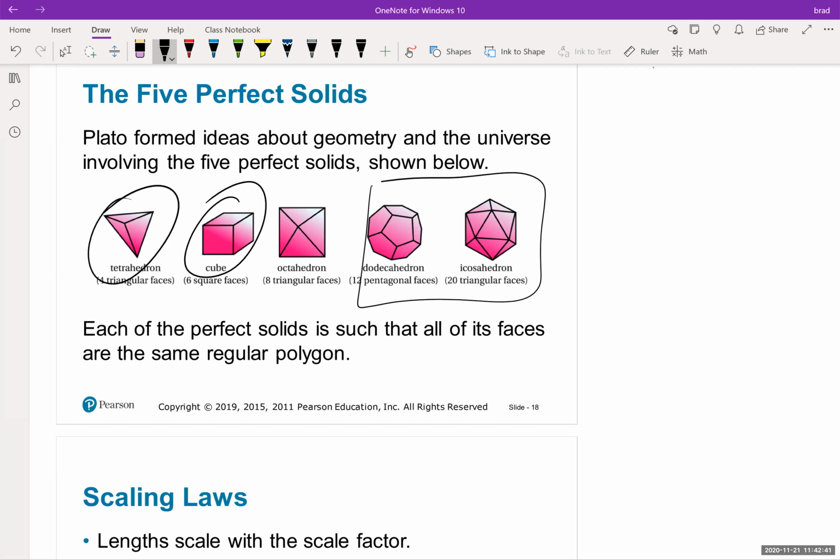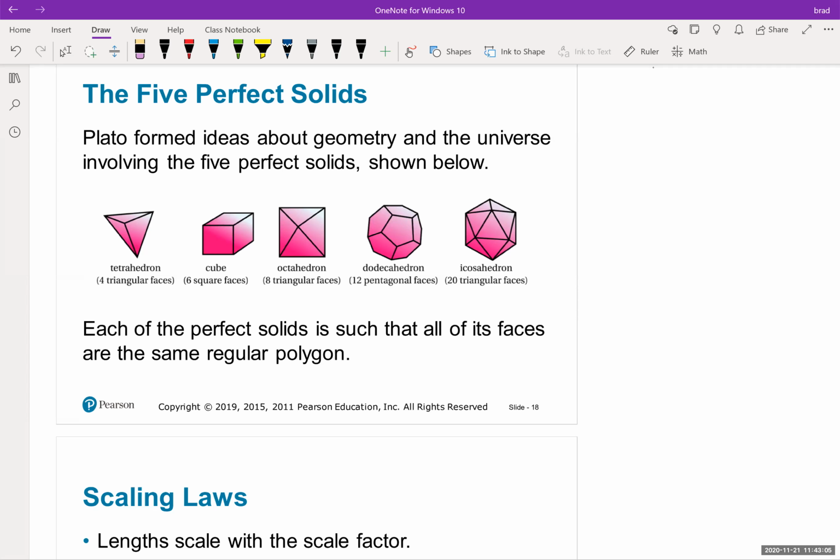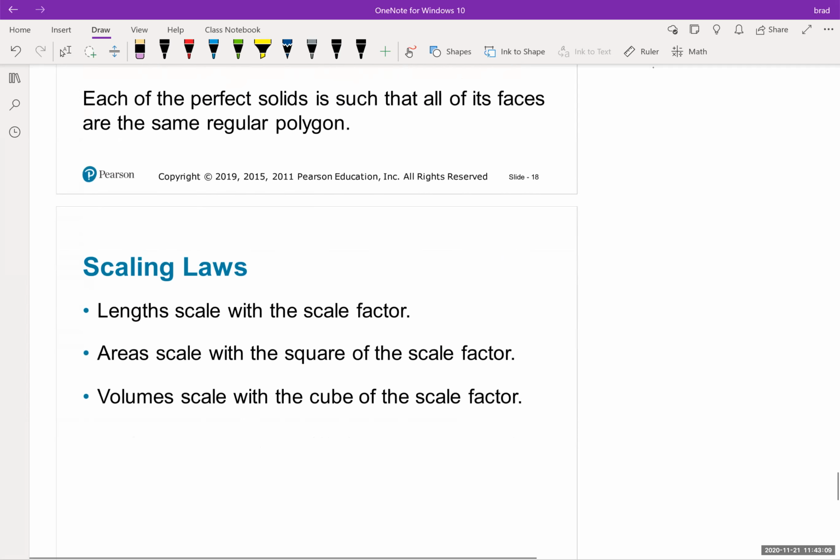Each of the perfect solids is such that all of its faces are the same regular polygon. Okay. So basically they're saying that when you put all these faces together, they're the same exact shape. So this face is the same size as this face, and this face is the same as this face, meaning they're the same polygon. They're perfect. We're not going to go too much into that.